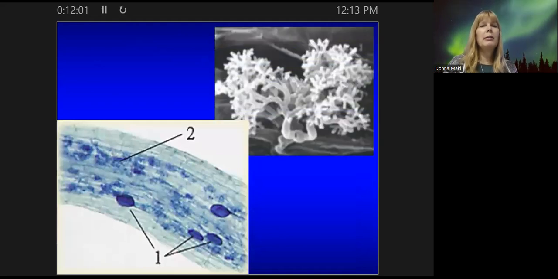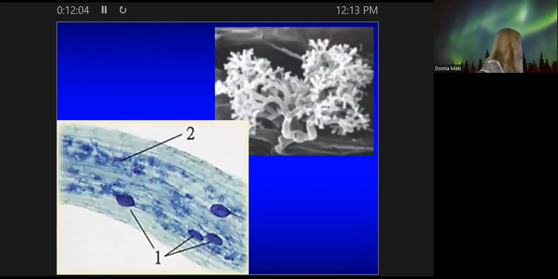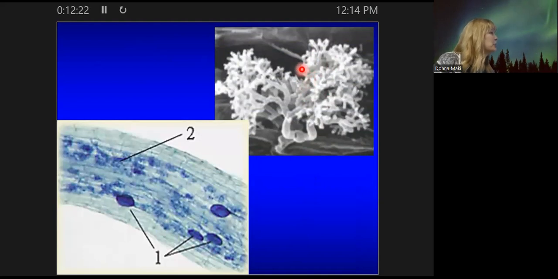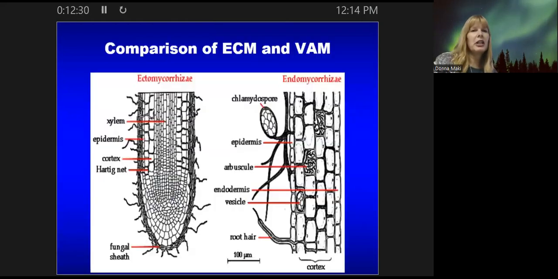Here's another couple images. So this is the staining technique that you'll be doing, where the stain will show the fungal hyphae in blue. The trypan blue stain will stick to the fungal hyphae and not to the root cells. And then just a close-up image on the top right here, that's an electron microscope picture of the arbuscule. So great surface area by that repeated branching really does allow for good surface area and good nutrient exchange. So again, the comparison of the two.